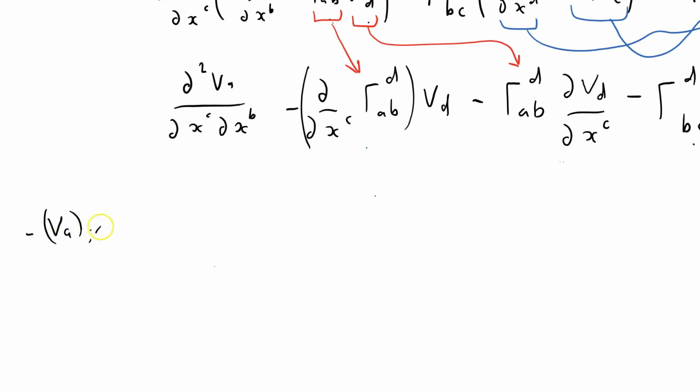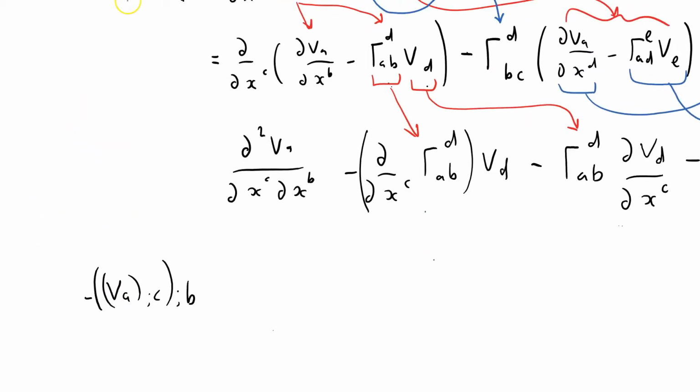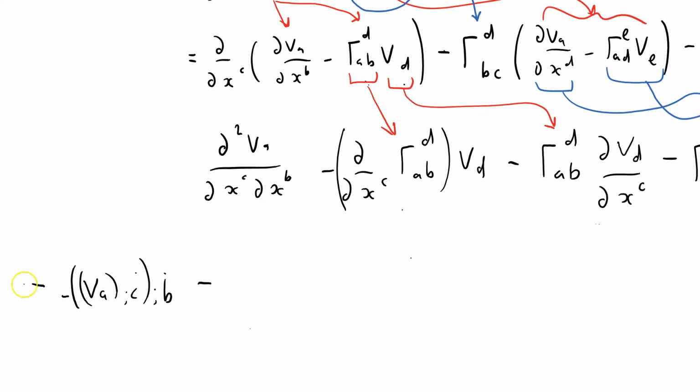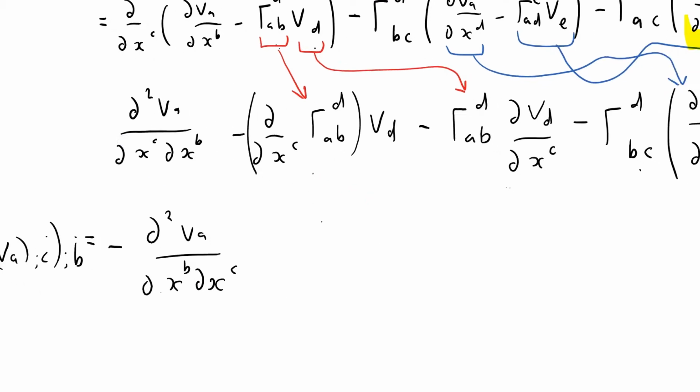V^A semicolon C semicolon B. See, all I've done is swap over what I've called B and C; B and C goes to C and B. So it's going to be minus that equals minus this, and I'm just going to add them. Minus the second derivative of V^A with respect to x^B and x^C. And of course they're going to cancel. I'll do all the cancelling in one fell swoop, but I'm just going to write down everything right now. So I'm swapping B and C over.